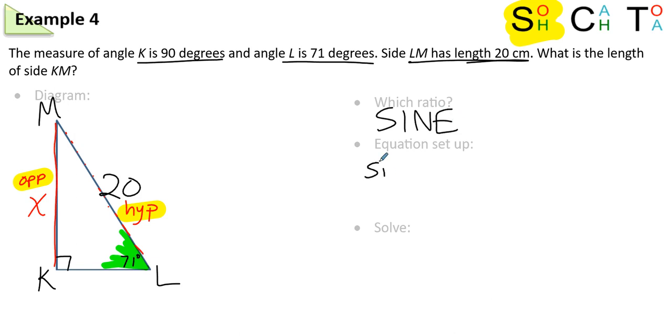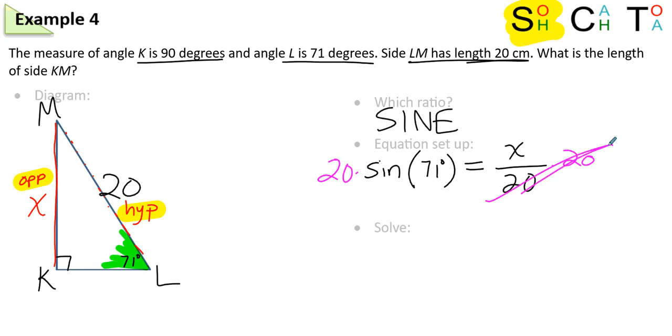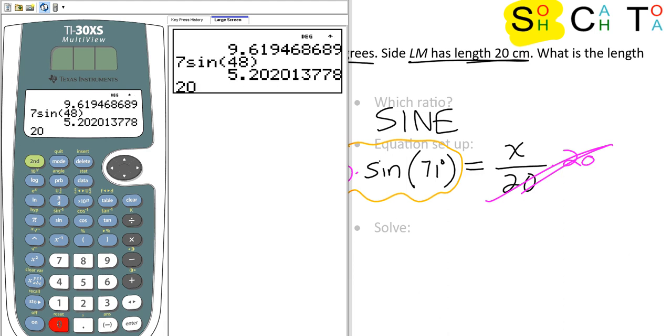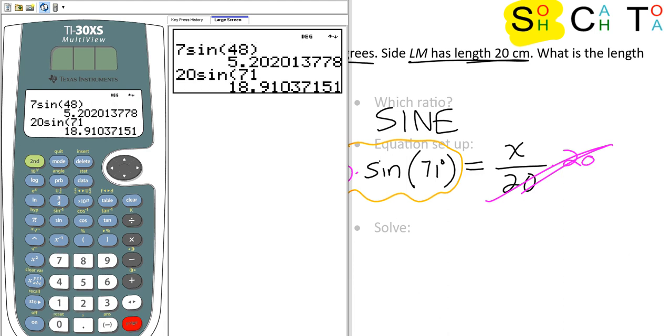So if we're setting up our equation, the sine of the angle, so the sine of 71 degrees, is equal to the opposite over the hypotenuse. So the opposite side I marked as an x, that's the side we're trying to calculate, and the hypotenuse is 20, so x over 20. So solving for x, we just need to multiply both sides of our equation by 20. When we do that, this 20 cancels out, and we can use our calculator to crunch this. So 20 sine 71. And we get 18.91 as our side length.